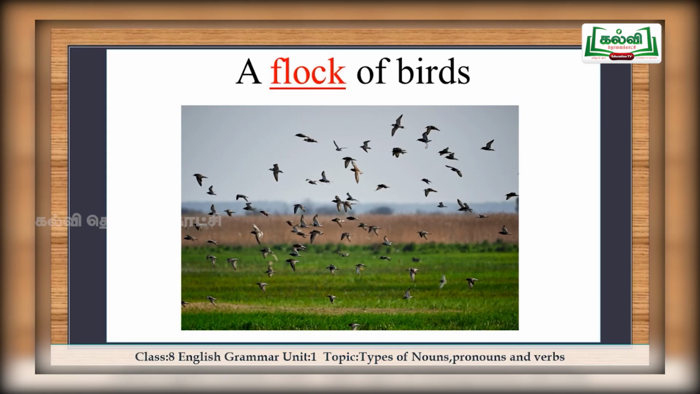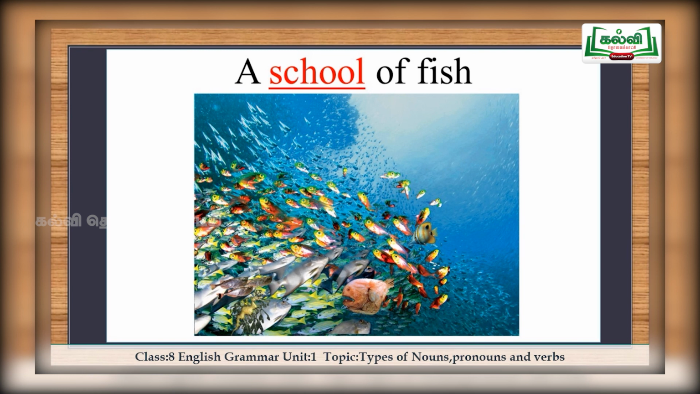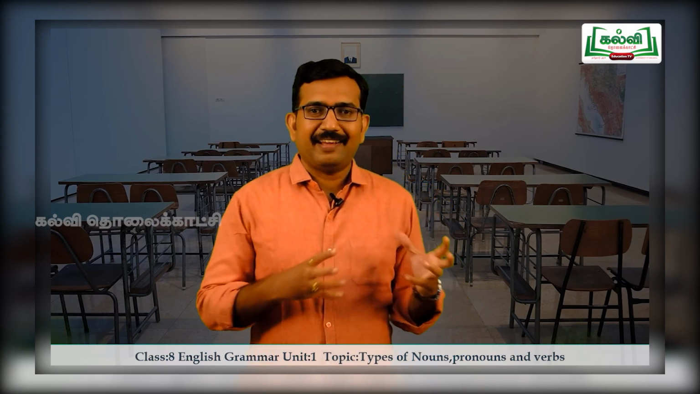You are looking at birds, a flock of birds. We call the group a flock. So it is a collective noun. Do you know what a group of fish is called? It's called a school of fish. You can also collect a number of collective nouns which are used for different things, animals or objects. Let's move on to the next type of noun.